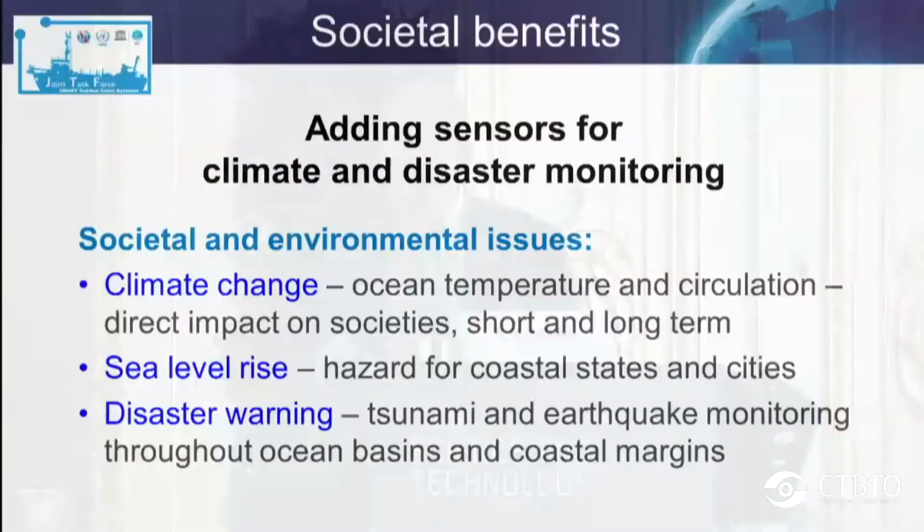So if we can do this, these smart cables would be a first-order addition to the ocean and Earth observing system with unique contributions that will complement and strengthen satellite and in-situ systems. So as I said, we really want to make measurements that can inform us about climate change, including ocean temperature and ocean circulation, and these have direct impact on society. Sea level rise, and then disaster warning, tsunami sensing, and earthquake monitoring throughout ocean basins.